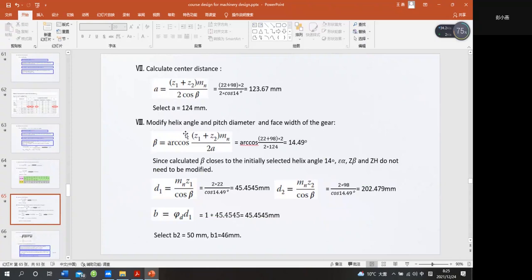And then we should modify the helical angle from this formula. So we should load the values of J1, J2, MN, and the center distance. And then we use these values to modify beta. Use these data to calculate, the beta is 40.49 degrees, which is close to the selected one. Because we selected the helical angle at 40 degrees, the two values are close. So with these factors, they don't need to be modified.